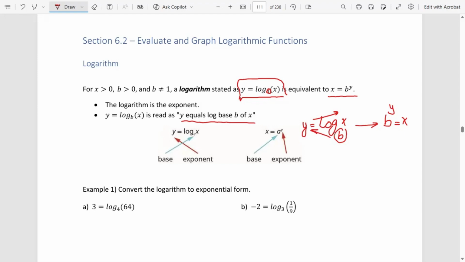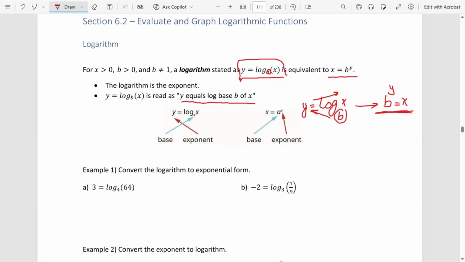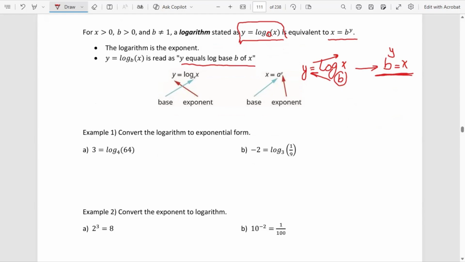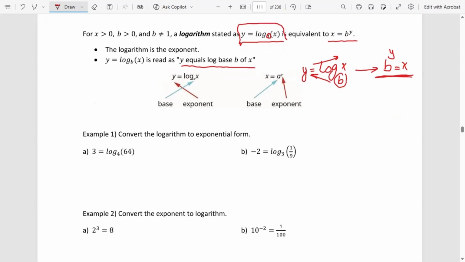We always start with the base, because when we are reading an exponential term, we also always start with the base. When you want to read this one, you say b to the y power is equal to x. So you start with the base. We do the same when we are converting from the log. We start with the base of the log and go in a zigzag direction. And we can use this property to convert the log to exponential form in example 1.